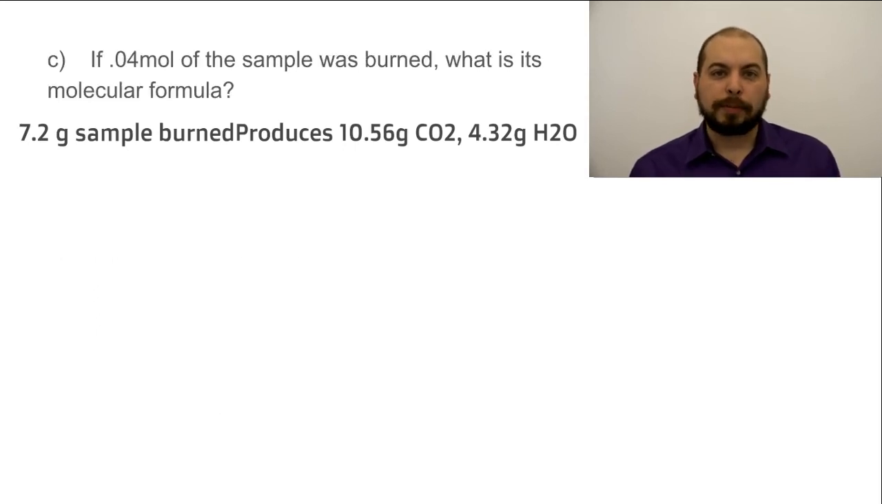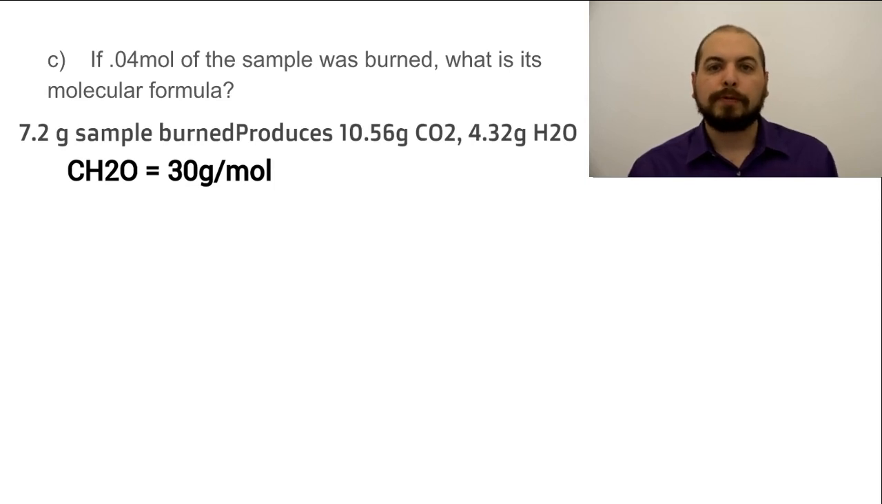The next part of the problem said that if we have 0.04 moles burned, what is the molar mass? The molar mass of the molecular formula is going to be based off of the molar mass of the empirical formula, which is 30 grams per mole. We know it's 30 grams per mole because carbon weighs 12, there's 1 of those. Hydrogen weighs 1, there's 2 of those, and oxygen weighs 16, there's 1 of those. So the molar mass of our empirical formula is 30 grams per mole.